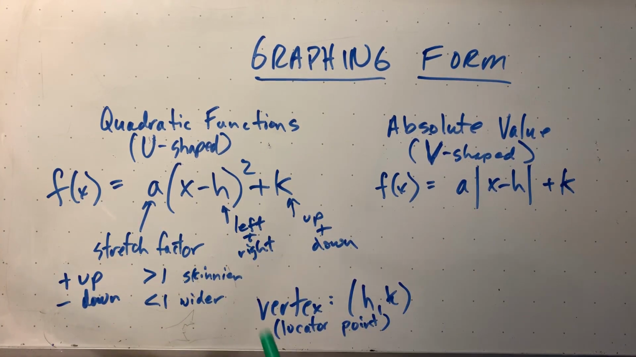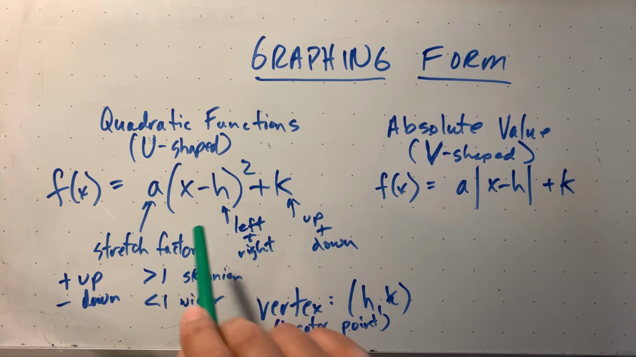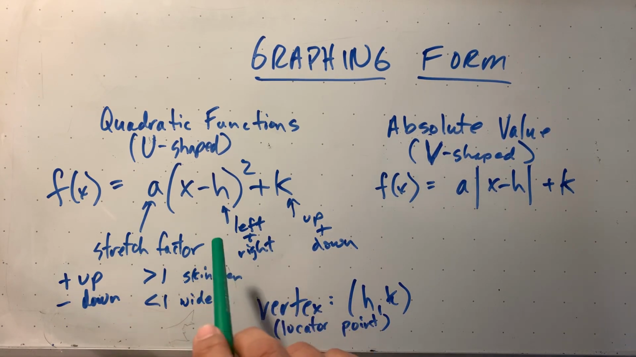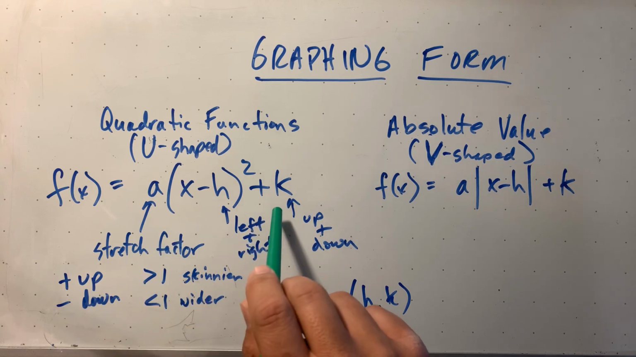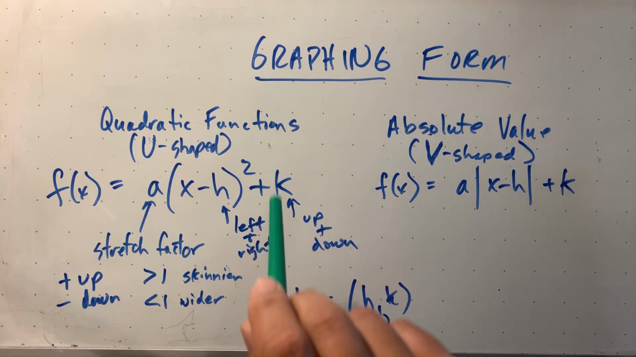Okay. Let's see, h here. That controls your left and right. So also part of your vertex. So the vertex is going to be defined by the value h, k. It's also known as your locator point. So h is going to determine whether the graph goes left and right, and your k value is going to control whether it goes up and down.